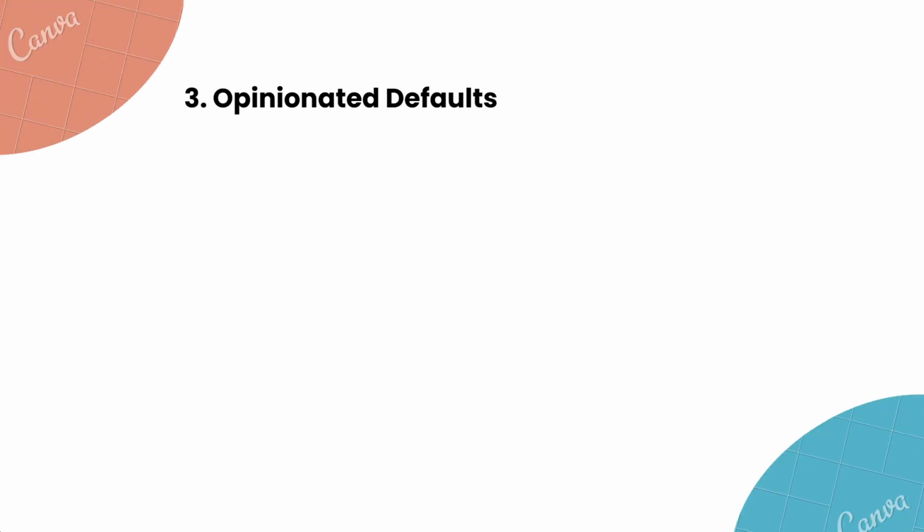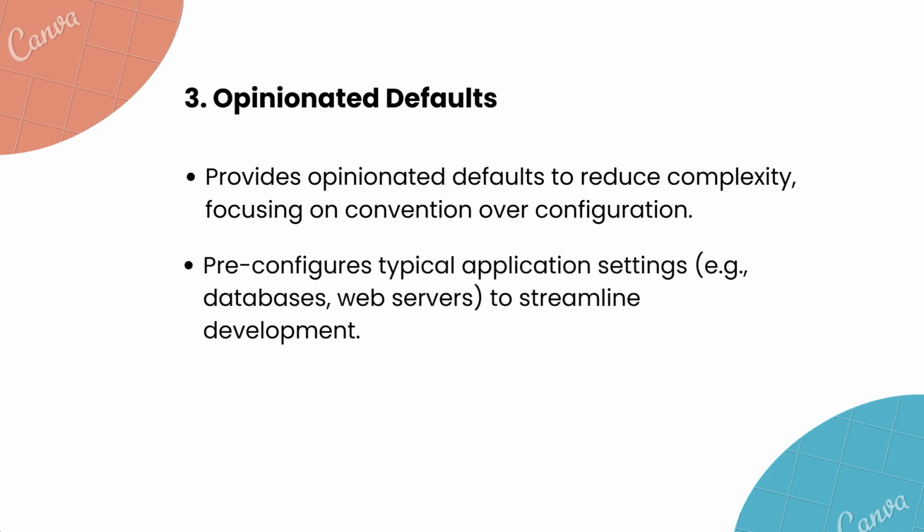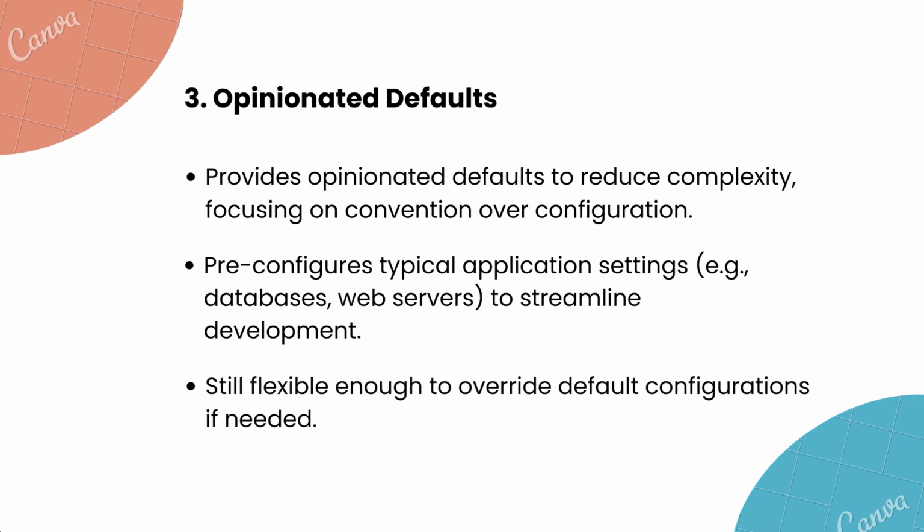Third point is opinionated defaults. It provides opinionated defaults to reduce complexity, focusing on convention over configuration. It eliminates boilerplate code and configurations, meant to improve unit testing and integration test procedures. It pre-configures typical application settings, for example databases and web servers, to streamline development. Still flexible enough to override default configuration if needed.